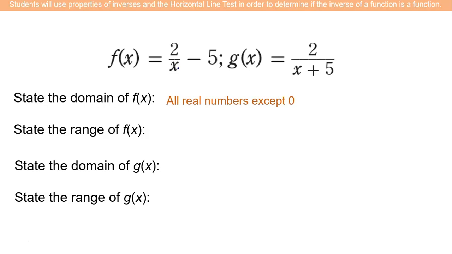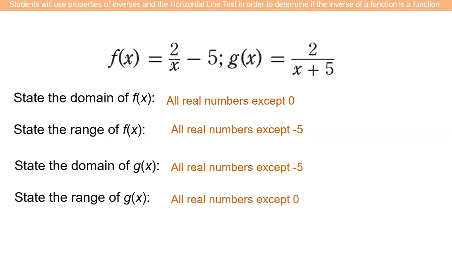Then if I look at the range of f of x, it's all real numbers except -5. Then if I look at the domain of g, it's all real numbers except -5. And our range is all real numbers except 0. So I'm liking what I'm seeing here as far as these being possible inverses.